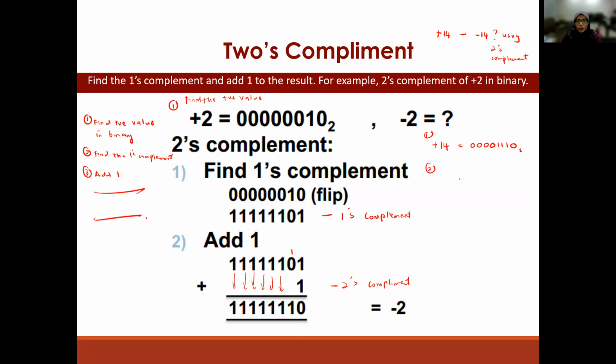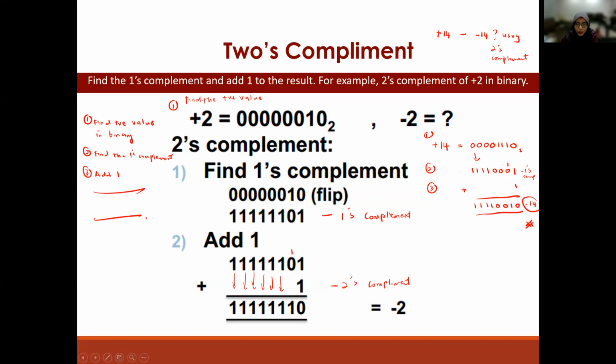And then number 2, we need to inverse, we need to do 1's complement. So this is equal to 1, 1, 1, 1, 0, 0, 0, 1, because we inverse this into this. This is 1's complement. Number 3, you need to add 1. So 1 plus 1, 0, carry 1. So 1 here, 0, 0, 1, 1, 1, 1. So this is equal to negative 14. That's all. Very easy.